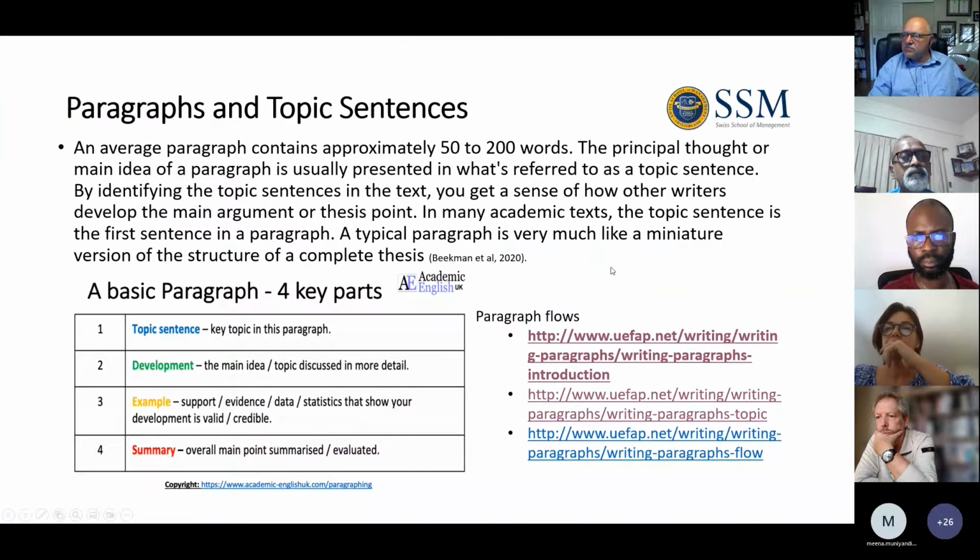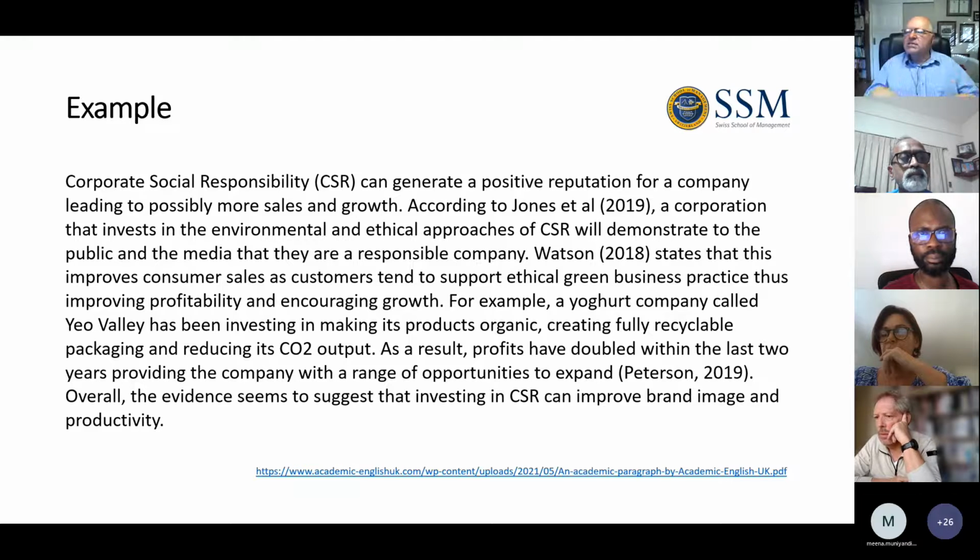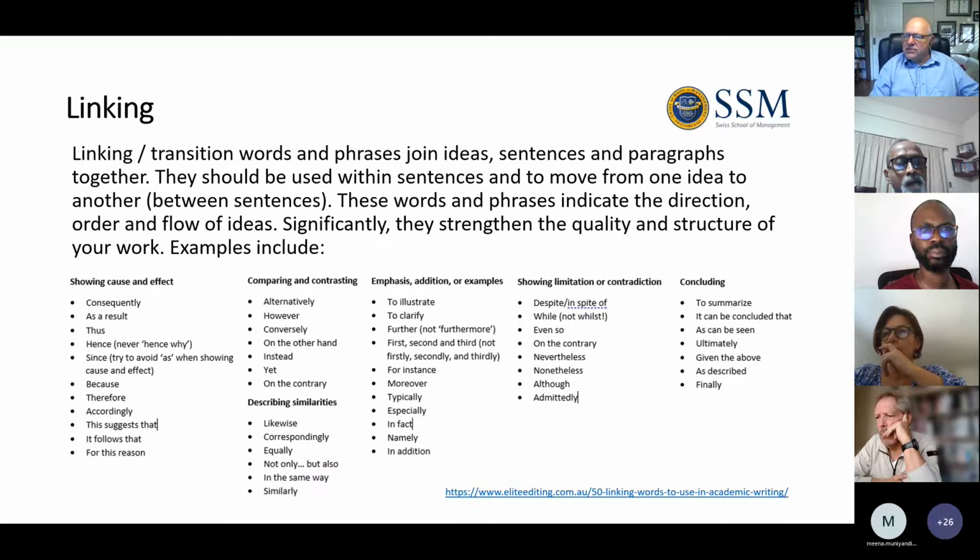Again, just as a paragraph, you can see a very simple paragraph, the topic sentence, the first one here: corporate social responsibility can generate a positive reputation for a company, leading to possibly more sales and growth. That is a generalization, a statement, and then you start providing the evidence and substantiation, and then at the end, you come with a conclusion. Overall, the evidence seems to suggest that investing in CSR can improve brand image and productivity. So it actually follows that exact example.